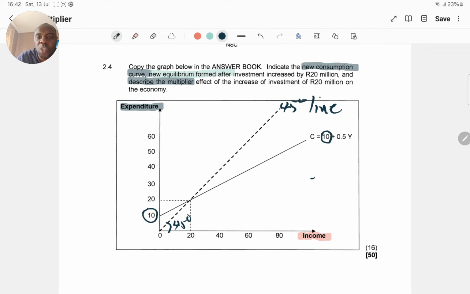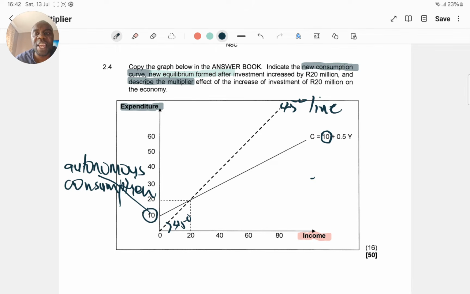Autonomous consumption. What is autonomous consumption? Autonomous consumption refers to any consumption expenditure that is not dependent upon income. What does that mean? Let's analyze that.